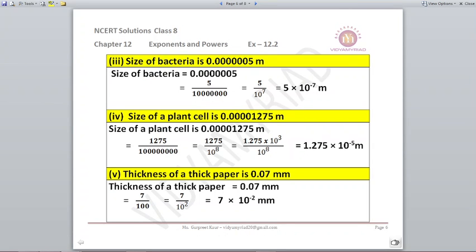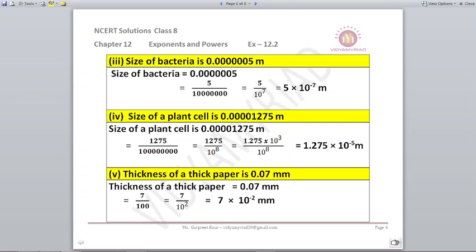Next, size of bacteria is given to you: 0.0000005. There are 7 places after the decimal, so we will put 7 zeros. So it becomes 5 upon 10 raised to power 7, which can be easily written as 5 into 10 raised to power minus 7. Size of the plant cell is 0.00001275. There are 4 zeros and 4 digits, total 8 places after the decimal. So I can write it as 1275 upon 10 raised to power 8. So 1275 I will rewrite by putting the decimal as 1.275. There are 3 places after the decimal, so into 10 raised to power 3. So subtract it. You will get your final answer as 1.275 into 10 raised to power minus 5.